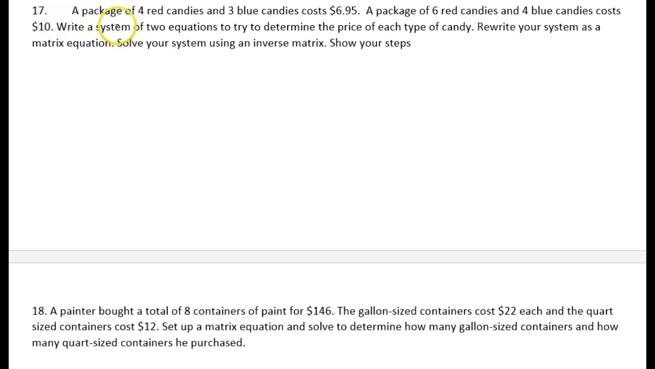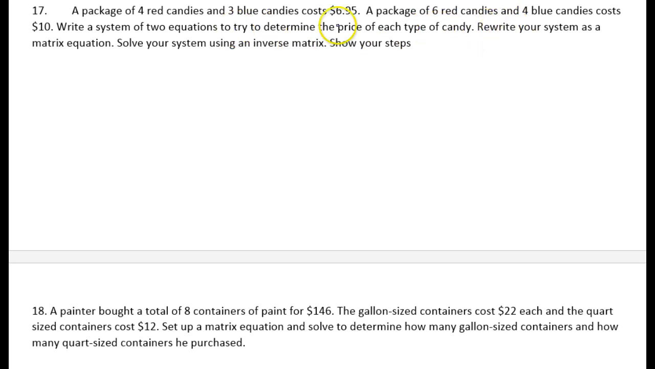Number 17, a package of 4 red candies and 3 blue candies cost $6.95. A package of 6 red candies and 4 blue candies costs $10. Write a system of 2 equations to try to determine the price of each type of candy. Rewrite your system as a matrix equation. Solve your system using an inverse. Show your steps. Well, first we need to define our variables.